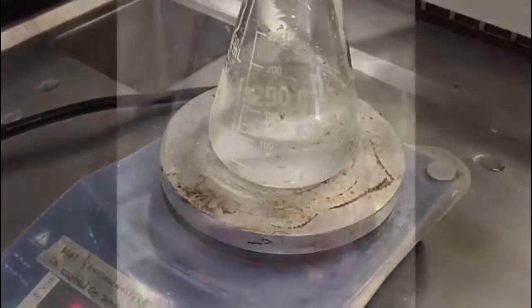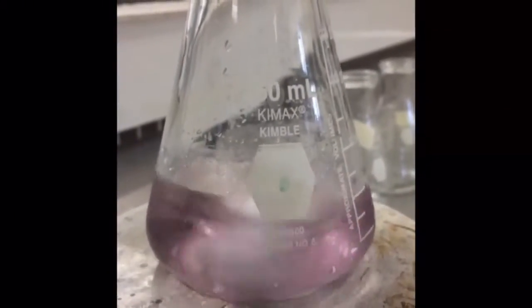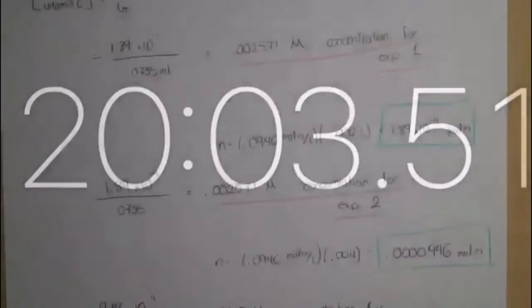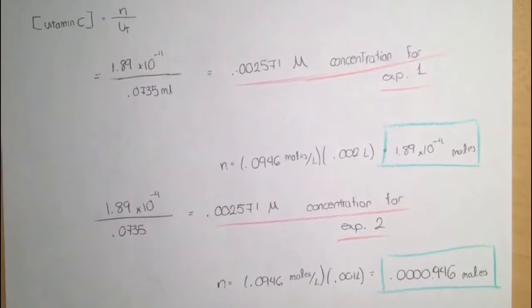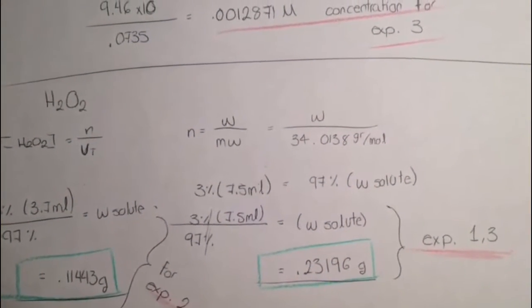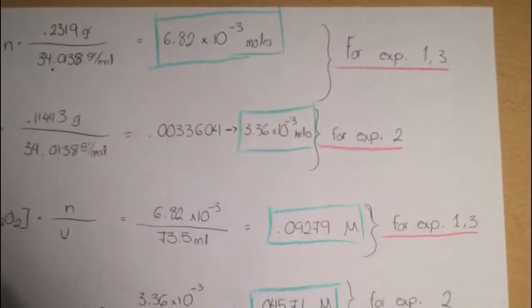Finally, we weighed and timed the time that it takes to perform the reaction. Once we got all the times from all the reactions on all the experiments, we could start getting the concentrations of the vitamin C and the peroxide. We got them from the number of moles and the volume of the flasks.